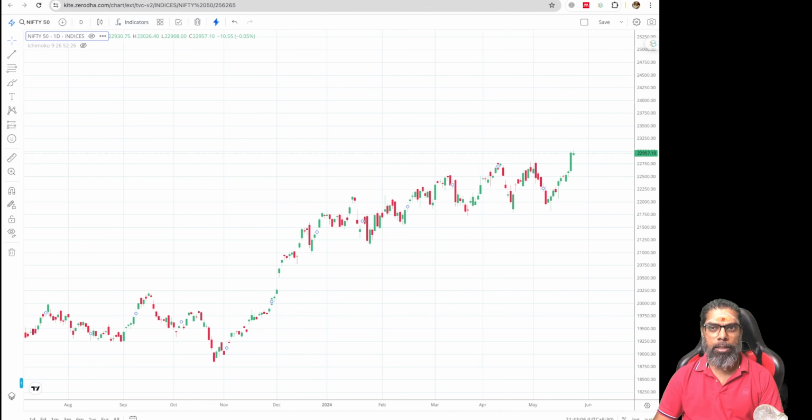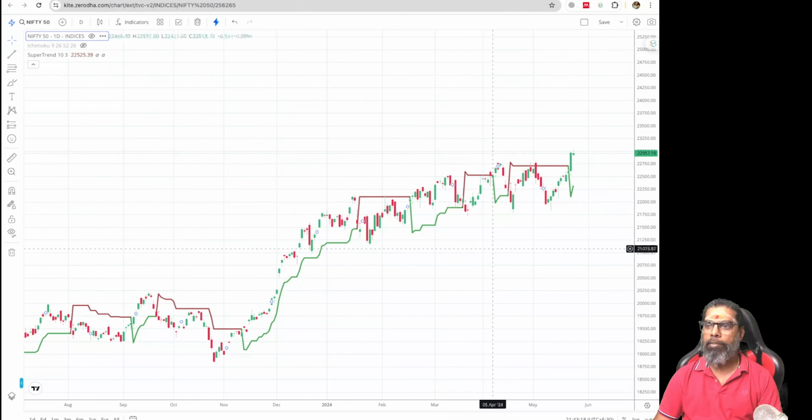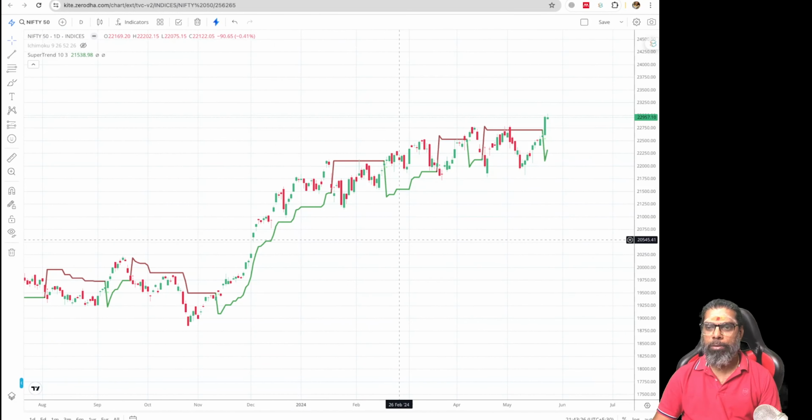Click on indicators and search for SuperTrend. You can see a trending green and red line is added here. You can see the SuperTrend indicator got added. So this is a straightforward one. Whatever settings you have here are the default settings. You can change the settings here. You see a setting icon over here.